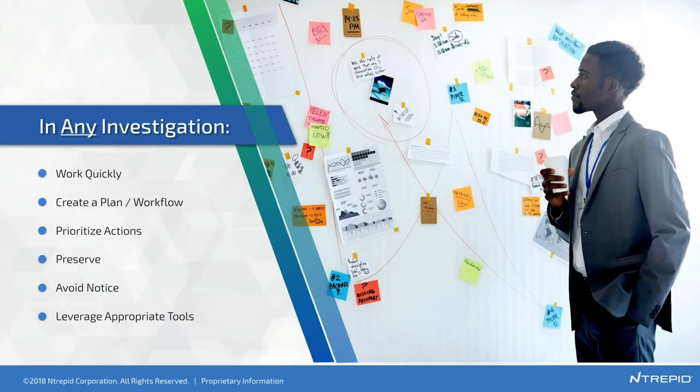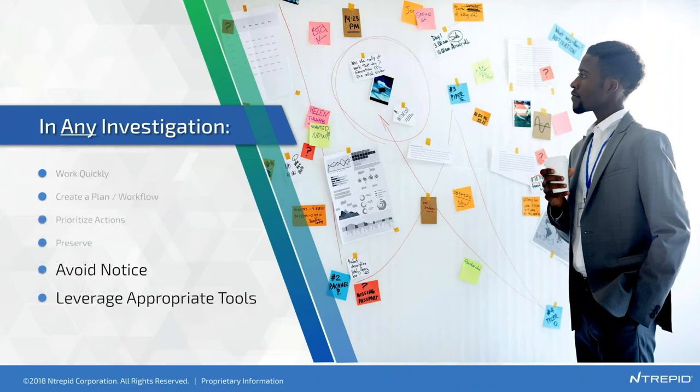Now, there's a lot that online investigations have in common with any other kind of investigation, right? It's important to be working quickly. You've got to have plans, priorities, you've got to persevere. You don't want to be necessarily tipping your hand, and you may need to use appropriate forensic tools to gather whatever kind of information you've got. Most of those apply in the normal way to online investigations, but specifically, avoiding notice and the tools you're going to be using are substantially different. And so I'm going to be focusing this talk on those areas specifically.